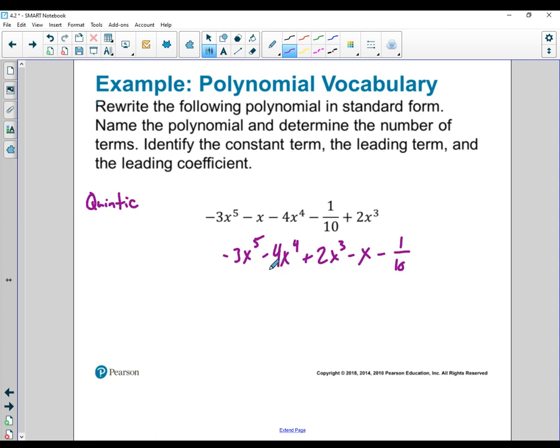Right? How many terms are there? 1, 2, 3, 4, 5 terms. The constant term at the end is -1/10. The leading term is the whole term, -3x to the fifth, and the leading coefficient is just what's multiplied by the variable, or -3.